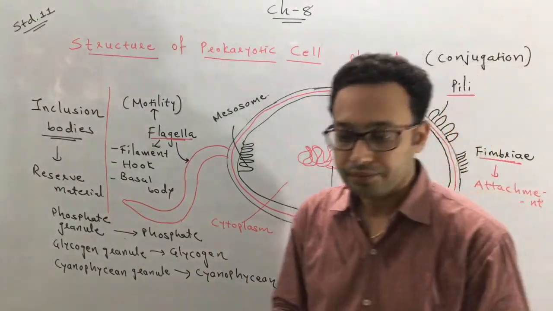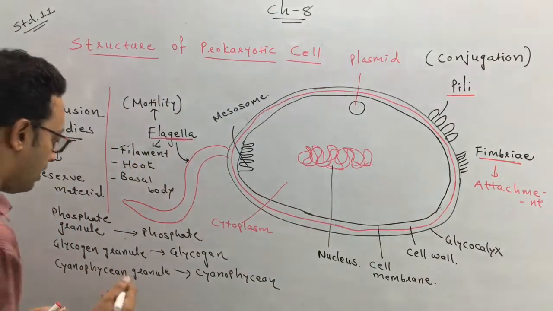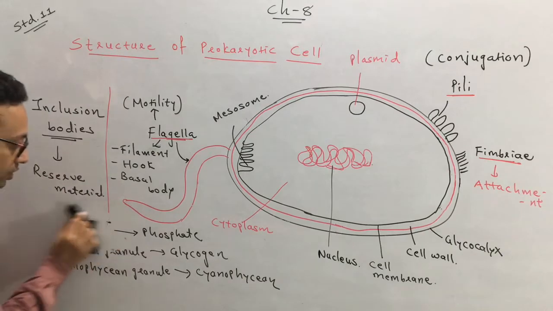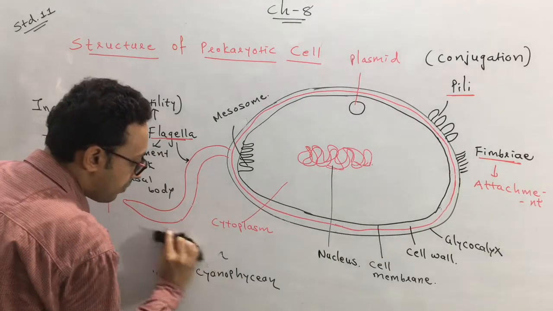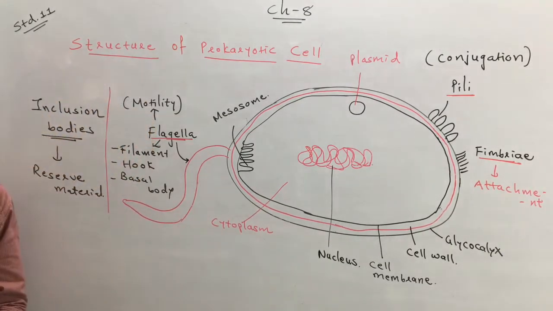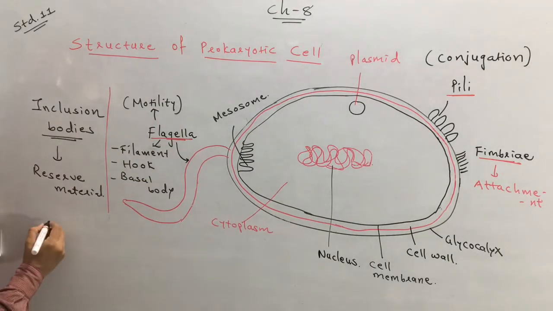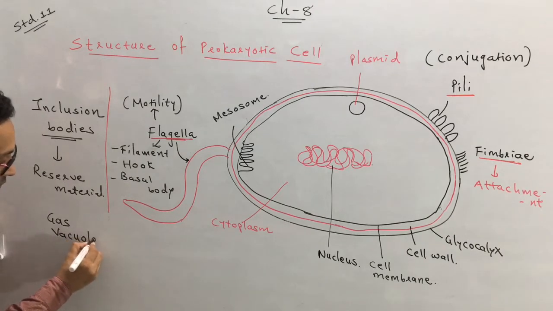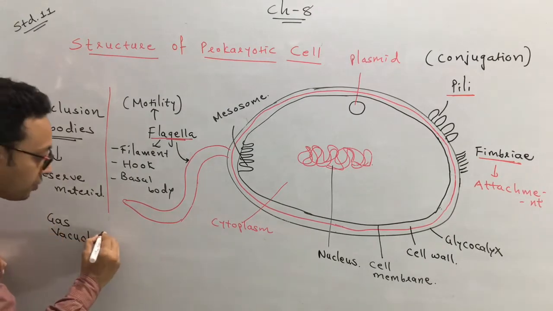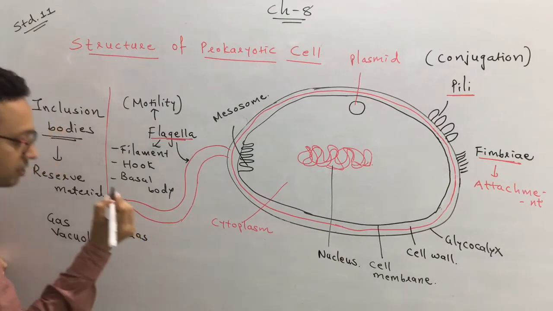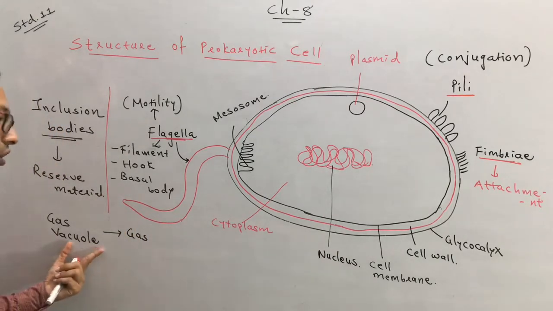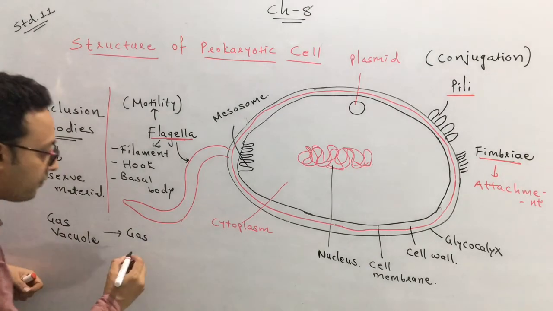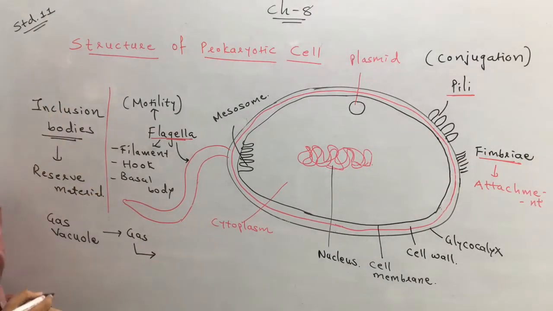One more thing you can find is the gas vacuole. Write it down. It is another inclusion body you can find, but it is not found in every bacteria. The name itself suggests what it stores. It contains gas. But this gas vacuole is not found in every bacteria. They are found in specific types of bacteria. So which bacteria possess this gas vacuole?